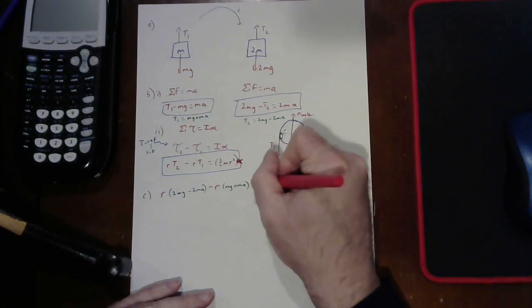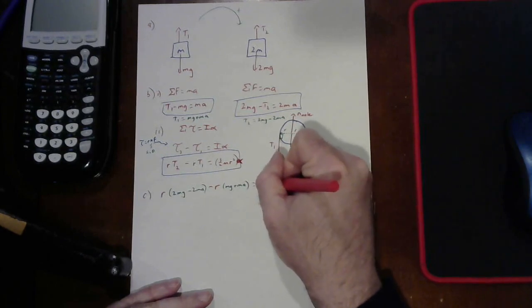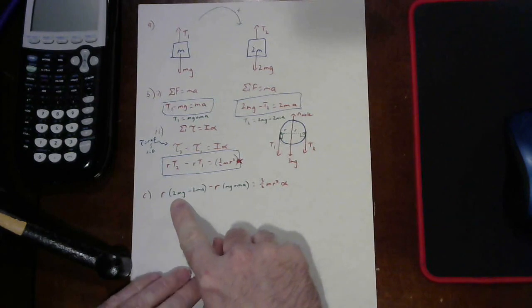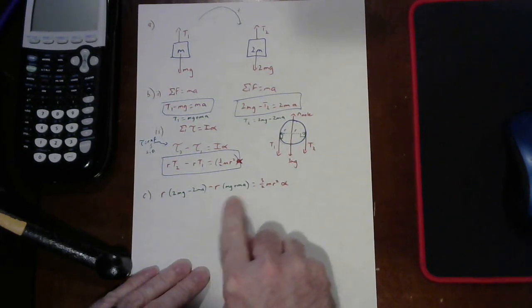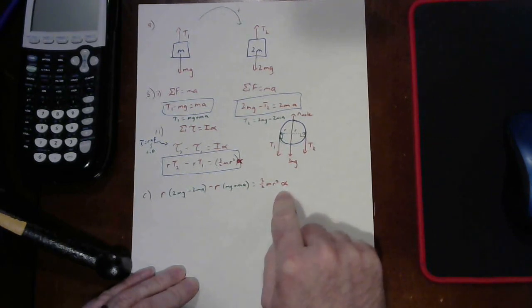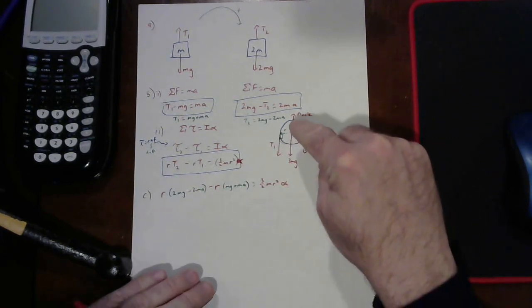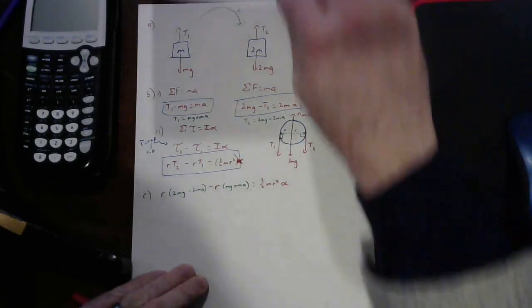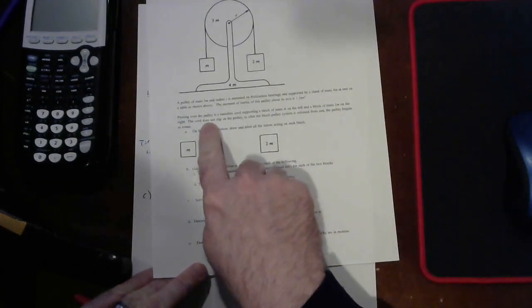And that'll be equal to 3/2 mr squared alpha. All right. So now I have a line with variables that were given to me except a, which is what I'm trying to solve for, but there's an alpha there too. Because the cord does not slip on the pulley at all, right? They tell you that it doesn't slip.